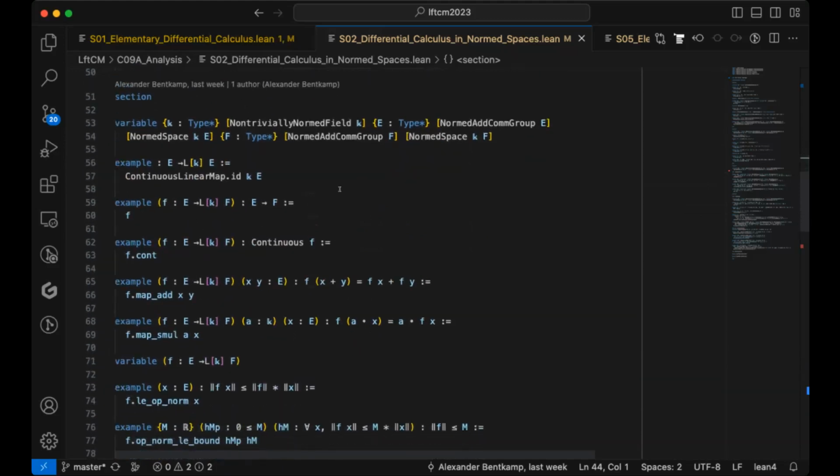Okay, so now, I claimed that we're going to be talking about calculus in infinite dimensions. I've just talked about normed spaces. That's great, because they're going to play the role of both the domain and the codomain for our functions that we're going to differentiate.